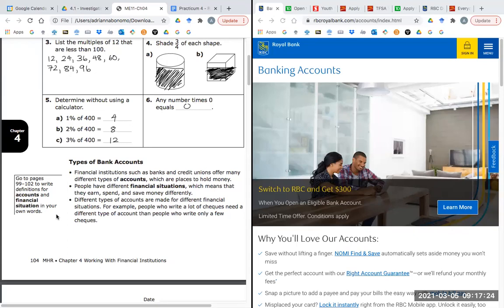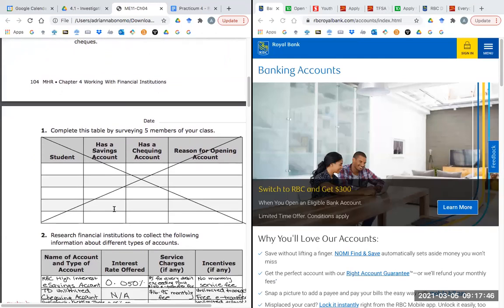For example, people who write a lot of checks, and we'll discuss what a check looks like after, need a different type of account than people who write very few checks, okay? So again, depending on your financial situation, the accounts that you have will vary.